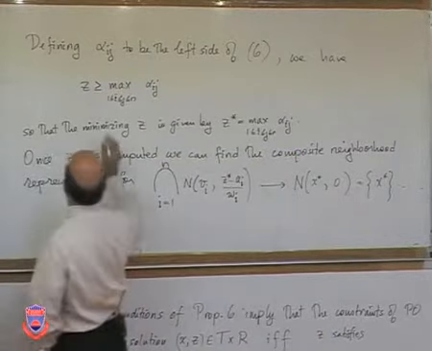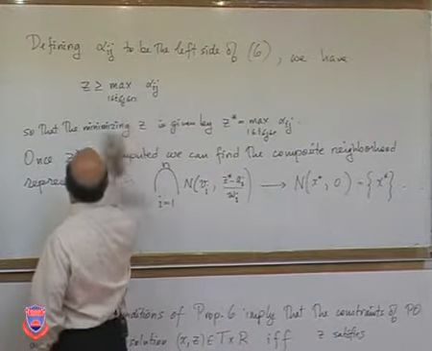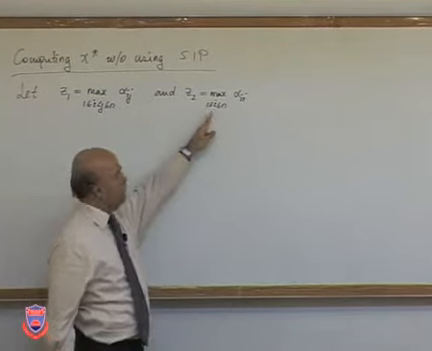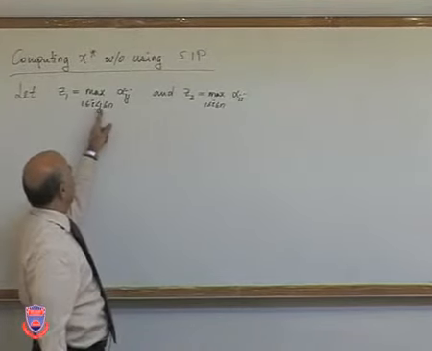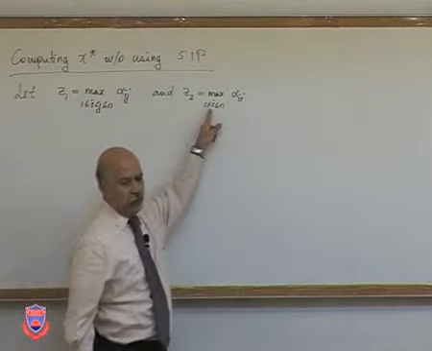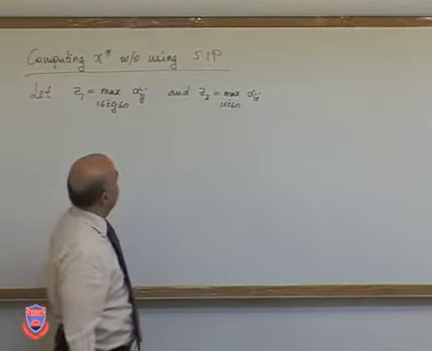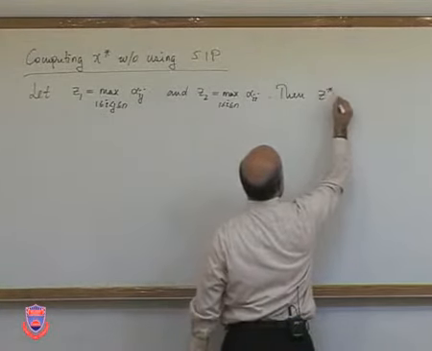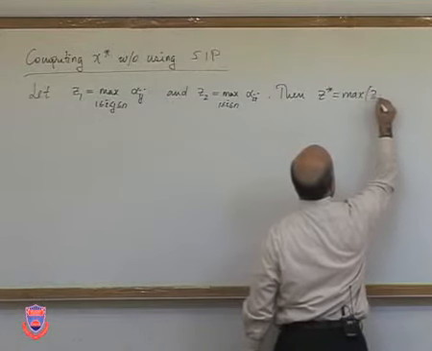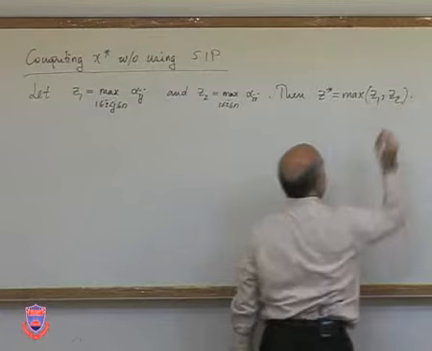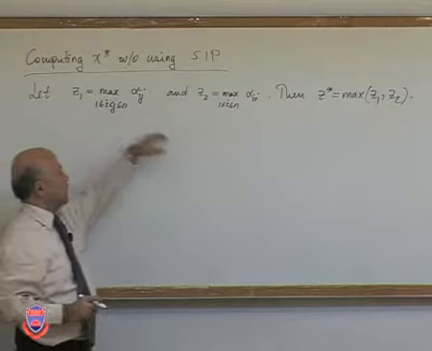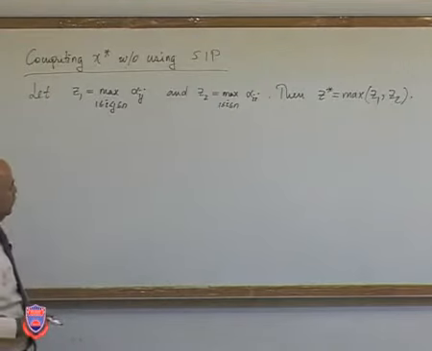And what I'm going to do now is to compute the maximum of the alpha ij's by taking the alpha i j with i less than j case separately from the i equals j case. Okay? So z star is going to be equal to the maximum of z1 or z2, because that's how we did it. Okay.